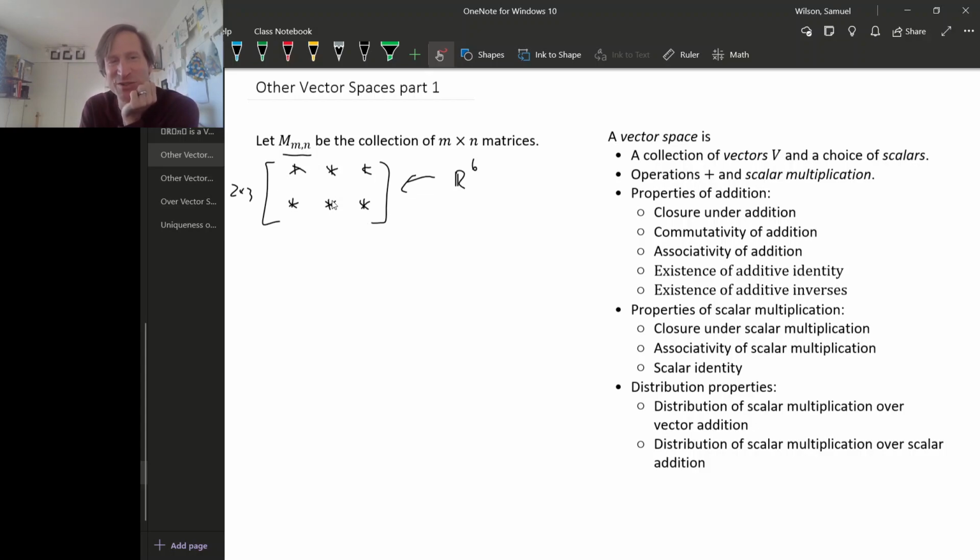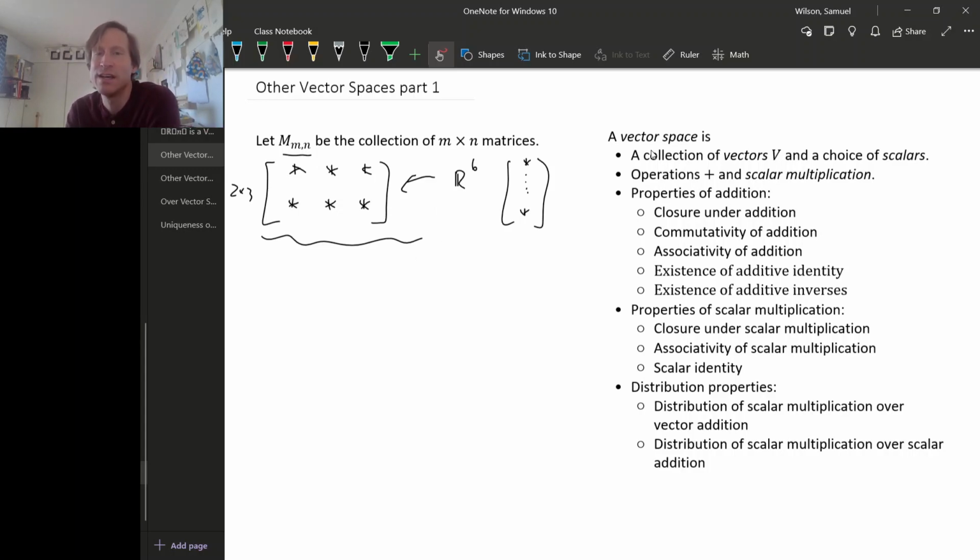For this 2 by 3 matrix, there are 6 entries, but they're in this rectangle. In R6, there are 6 entries, but they're in a column. So it kind of makes sense that the shape that the entries make isn't so important, or doesn't affect whether it's a vector space or not. So it seems plausible that the matrices of a given size should form a vector space.